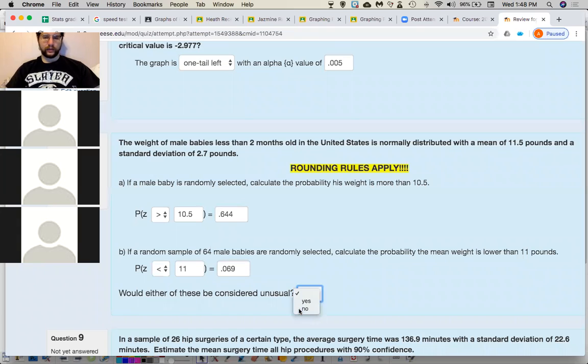Now, are these unusual? No, they're not. We consider 5% our usual unusual value. There you go, 5% is what you're looking for. If it's less than 5%, we call it unusual. This is 6.9%. That's 64.4%. That ain't unusual.